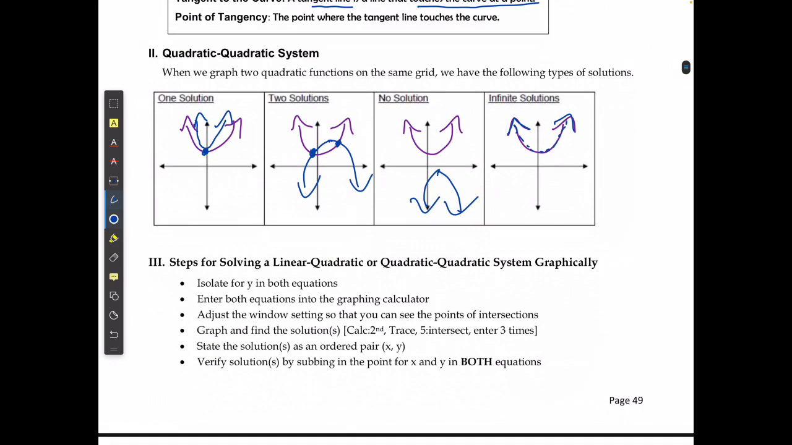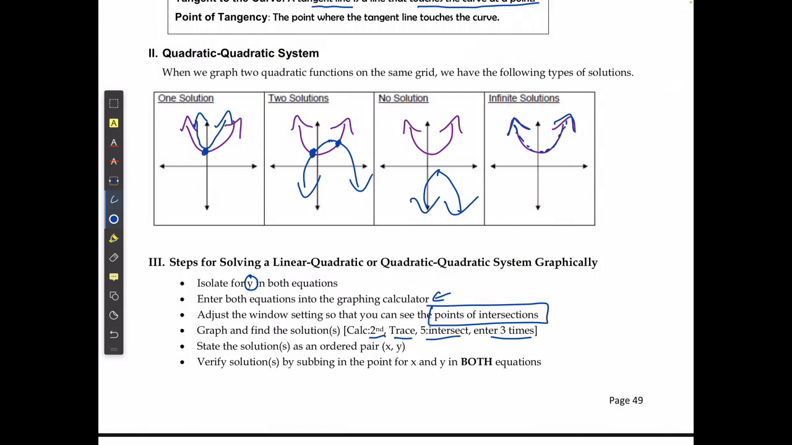So, the steps for solving linear quadratic or quadratic systems graphically is always the same. First, we've got to isolate y, because we put the y equals into our calculator. After we enter it into our calculator, we're going to adjust the window settings so that we can actually see the points that they intersect. If I don't see it on the calculator, then my calculator won't solve it. Then I'm going to find the solution. If you have a TI-83 or 84, it's going to be second trace 5, and then hit enter 3 times to select your equations that you're using and then select the point.